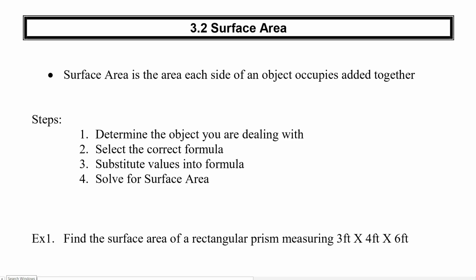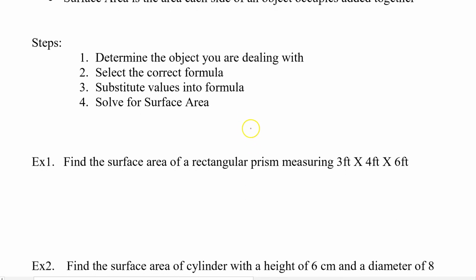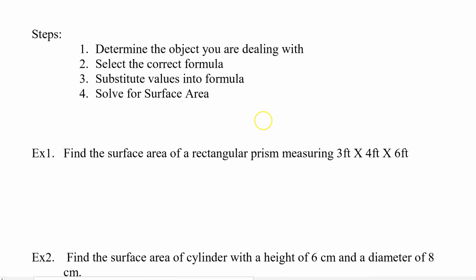3.2, surface area. The surface area of a three-dimensional object is the area of each side of an object, the area that each side of an object occupies, and it's just added together. So your steps are, number one, determine the object that you're dealing with. Are you dealing with a cylinder? Are you dealing with a rectangular prism? Select the correct formula. Substitute the values into the formula and solve for the surface area.